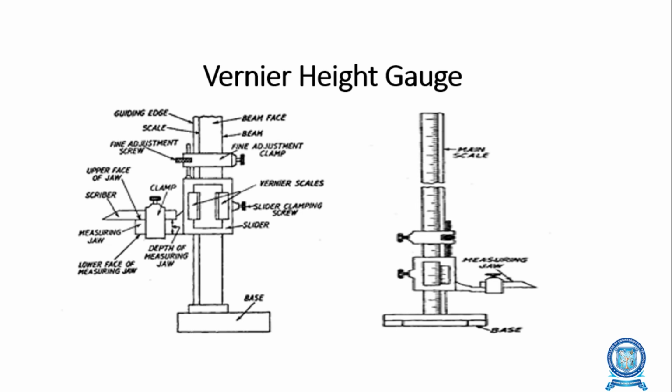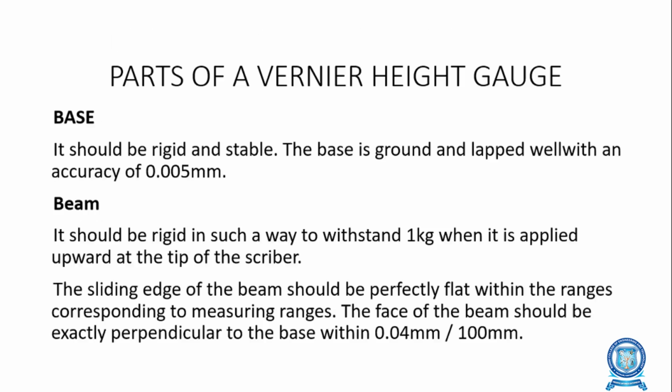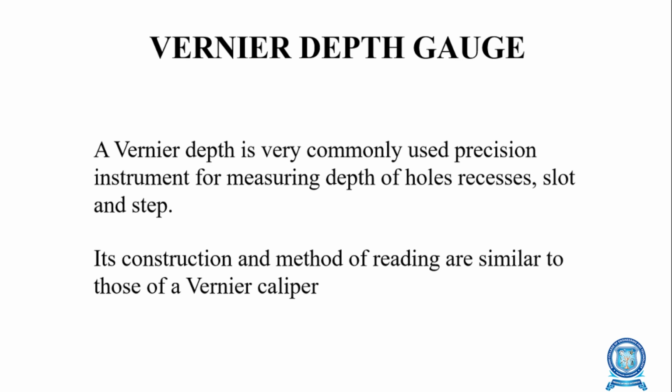So what is the slider? A provision is made to obtain a fine adjustment of the slider. To fit the slider perfectly, a clamp is attached with the slider, so we can adjust the slider to move upwards or downwards. So these are the parts and the working of the vernier height gauge.